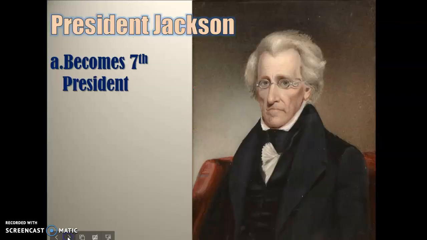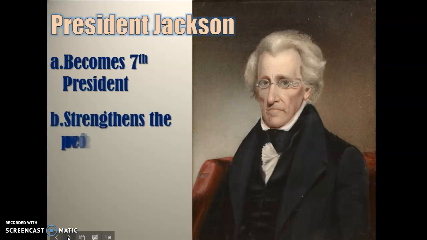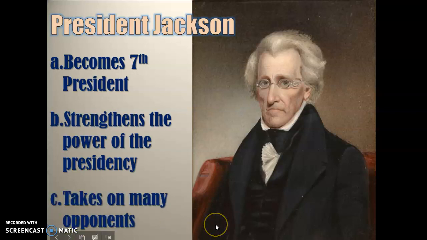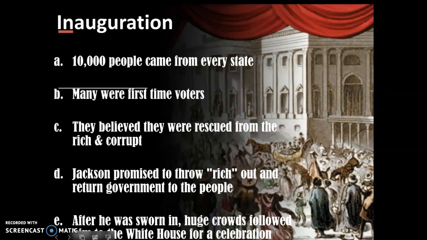So here are some outcomes of President Jackson. He becomes the 7th president of the United States. He strengthens the power of the presidency, and we'll talk more about that after a little bit. And he takes on many different opponents during this time.